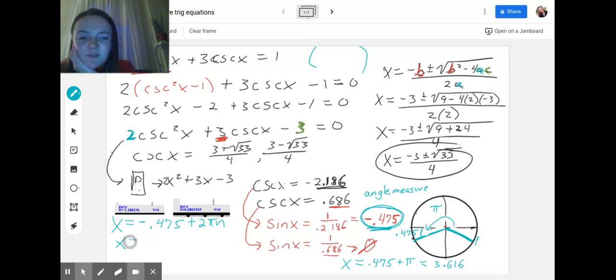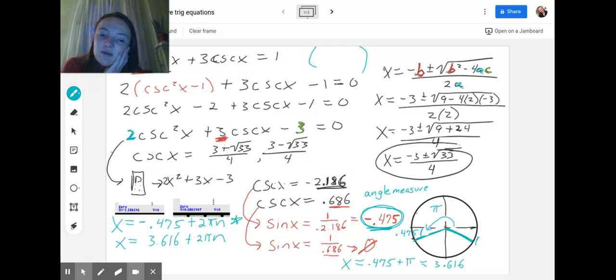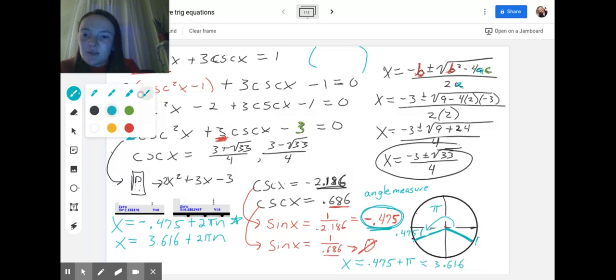And it's also going to be 3.616 plus 2 pi n. Now you'll probably see, like in WebAssign, they won't accept negative 0.475. That makes sense because maybe they want to have their solutions to be uniform. You could also add 2 pi to this last expression here.